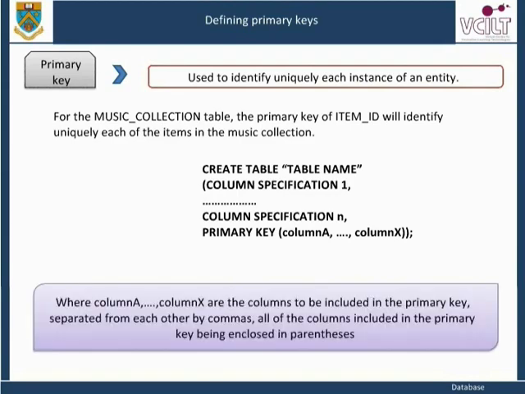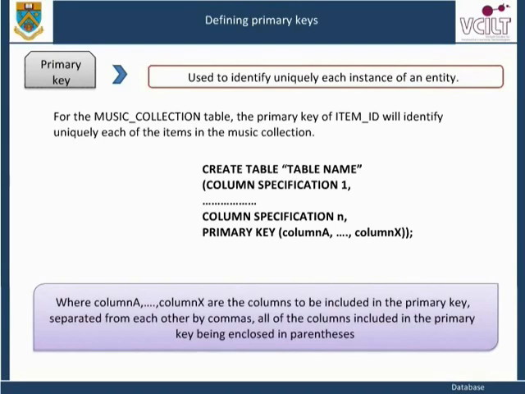Where column A, column X are the columns to be included in the primary key, separated from each other by commas, all of the columns included in the primary key being enclosed in parentheses. In SQL, the definition of a primary key on a create table statement is optional, but in practice, this is virtually always worth doing. It will help maintain the integrity of the database.